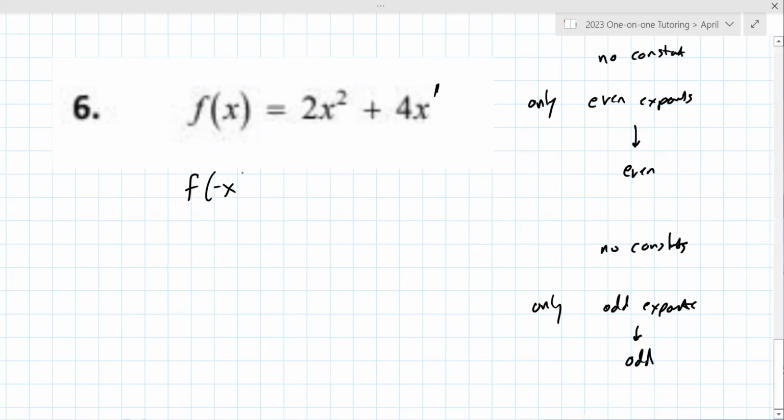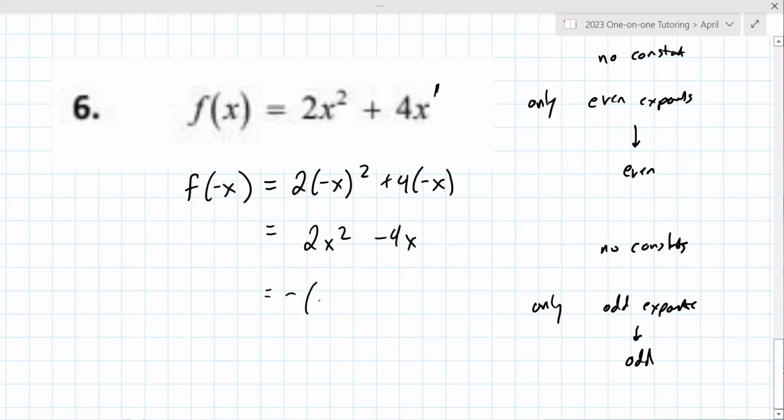Does that resonate with you? What do you think about that? Yeah, that makes sense. You'll see that here. It's 2x squared minus 4x, which is not the original. Factor out a negative. Negative 2x squared plus 4x is also not the original, so it's neither.